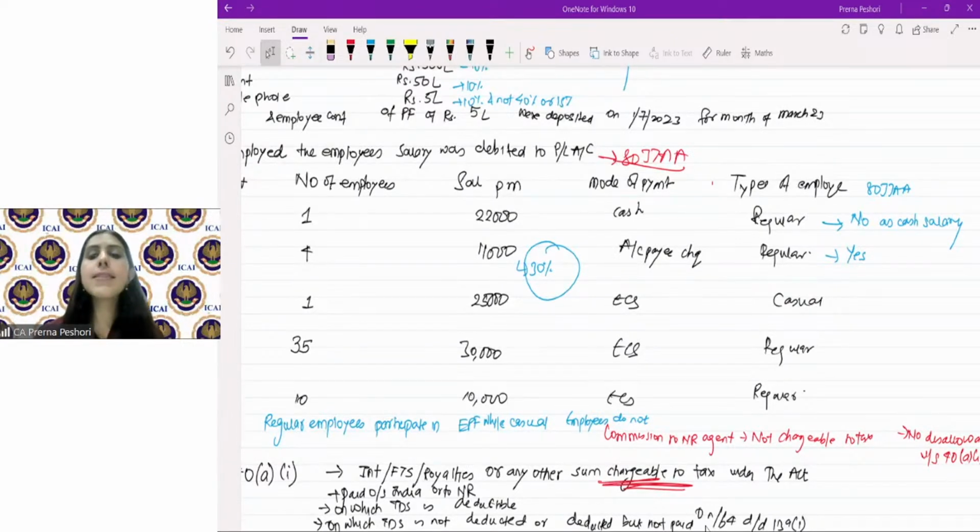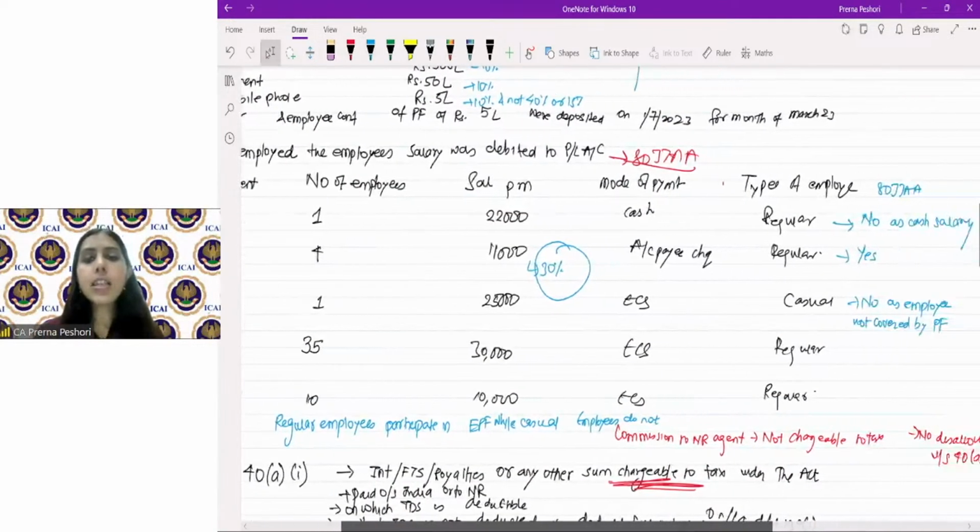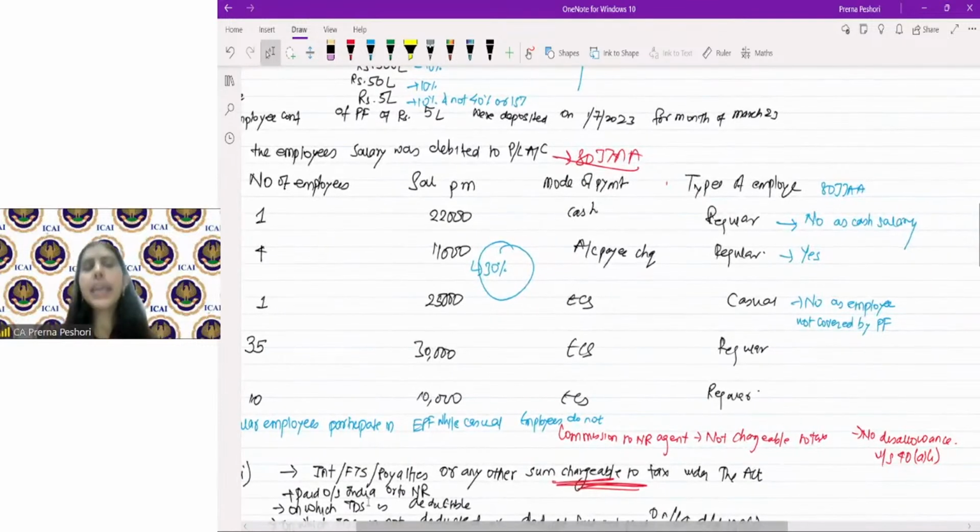Yes, correct. Because the employee did not take part in PF, this will not be allowed, as the employee is not covered by PF. Fine. Next is the employee hired on 1st October 22. The salary is 30,000, again paid by ECS, but he's a regular employee.